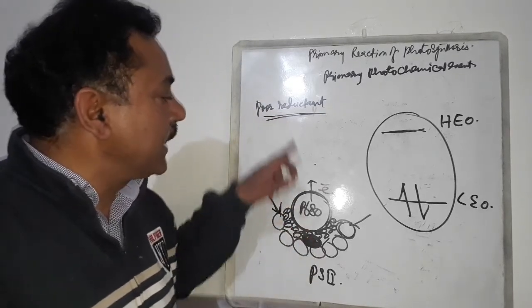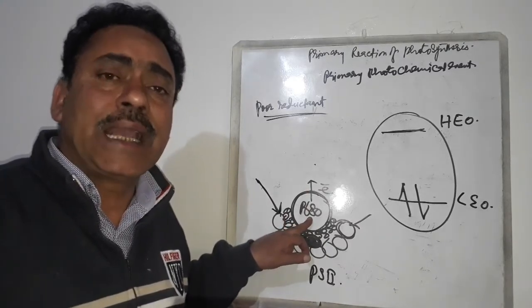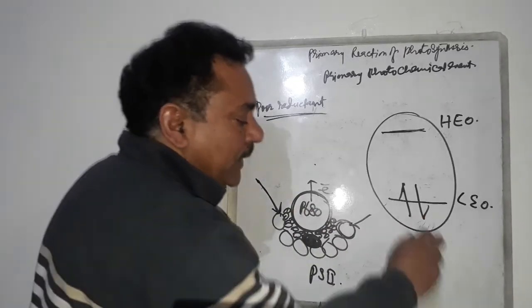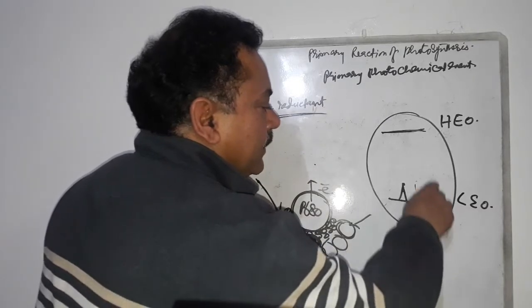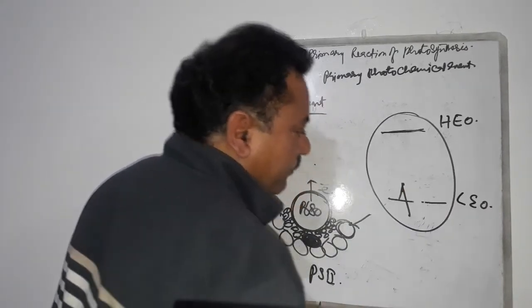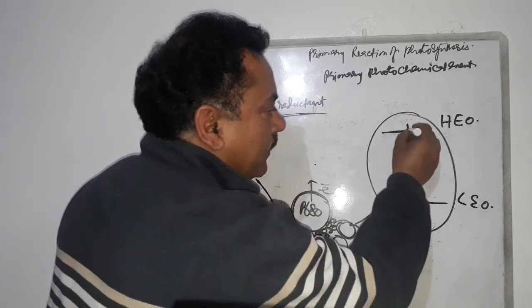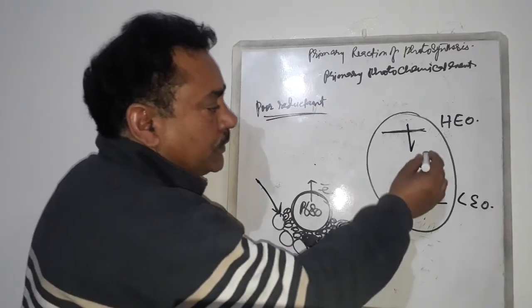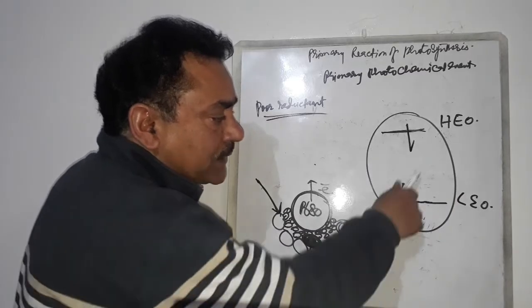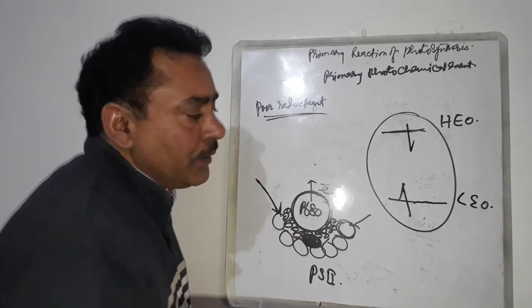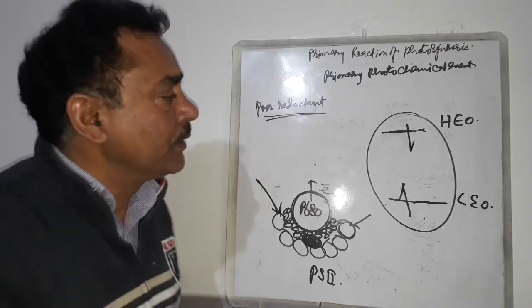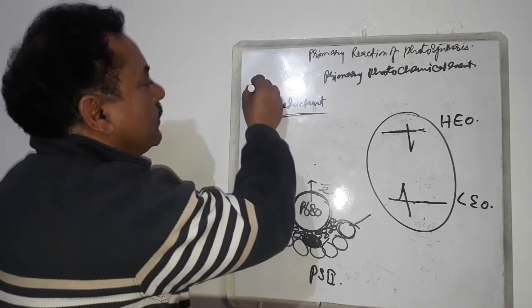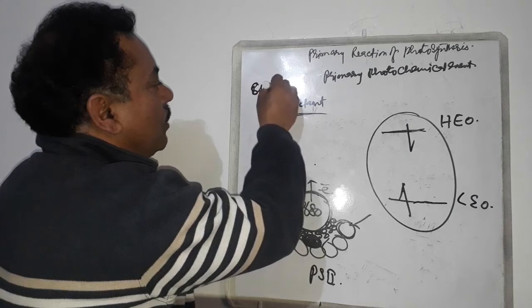When this poor reductant P680 becomes excited by gaining a sufficient quantum of light energy, one of its electrons becomes excited to the higher energy orbital. So this is now the excited P680. Now its properties are changed. Now it will act as a strong reductant.